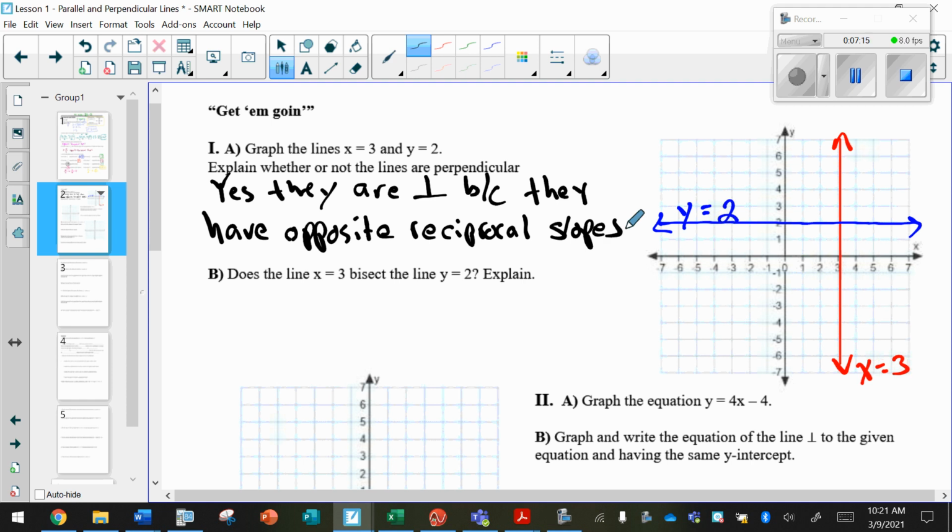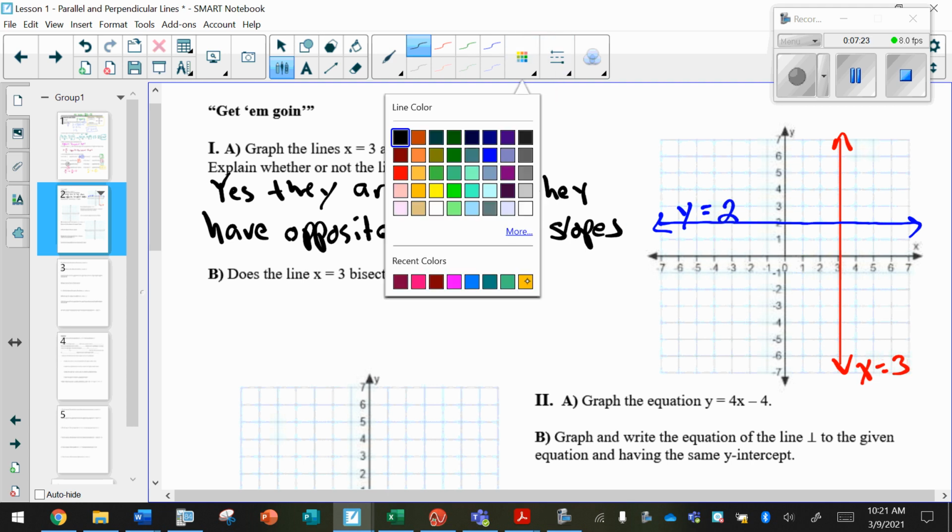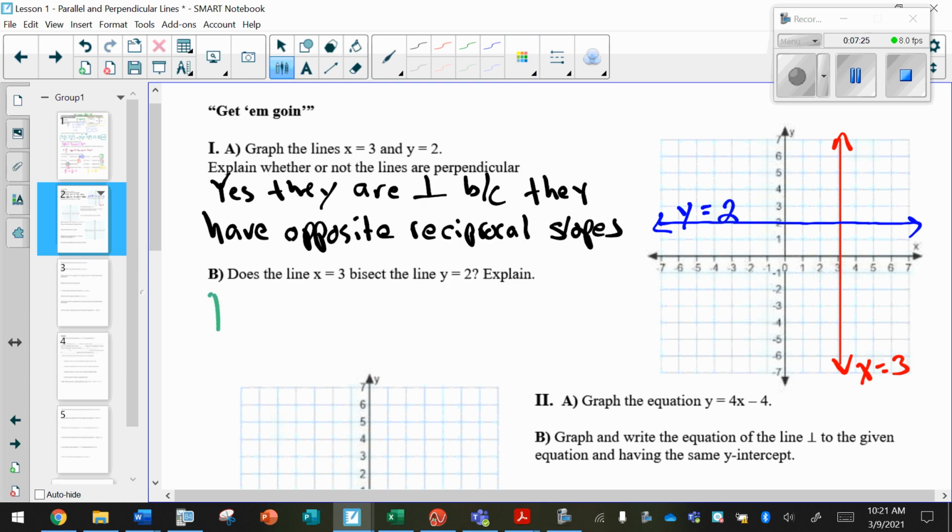Now the next question asks, does the line x equals 3 bisect the line y equals 2? And the answer is no. You cannot bisect a line. A line technically goes forever in both directions, so there's never a middle because there's no ends. You can only bisect a line segment. So it's kind of a trick question.